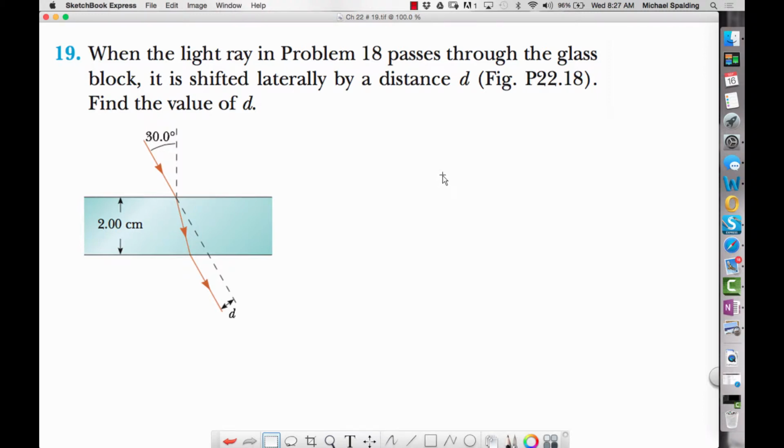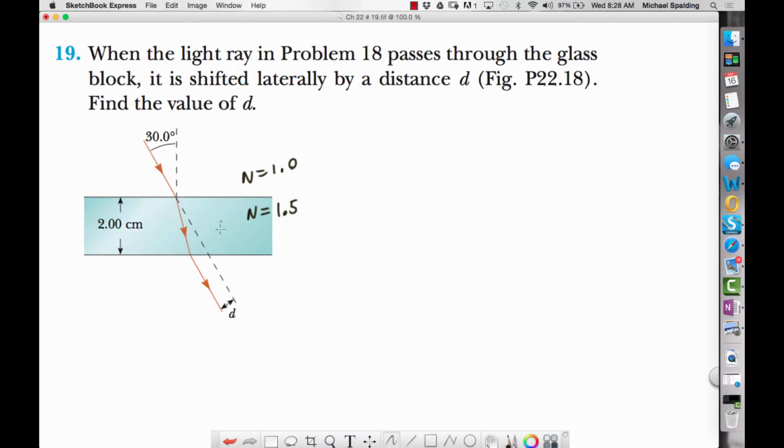All right, guys, this is number 19 from chapter 22. So we have a light ray from problem 18, and all they told us in problem 18 is that the index of refraction for this glass is 1.5. So n equals 1.5 for the glass. It doesn't say so, but you can assume that this glass is sitting in air, and that's an unstated given. You're expected to know that air is basically a vacuum, and the index of refraction for a vacuum is 1.0.